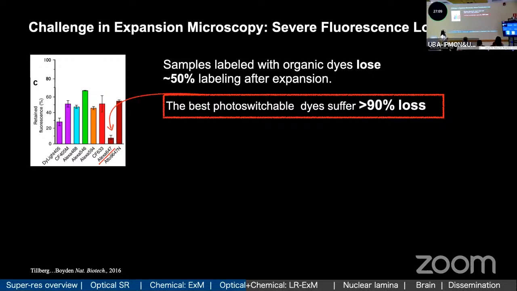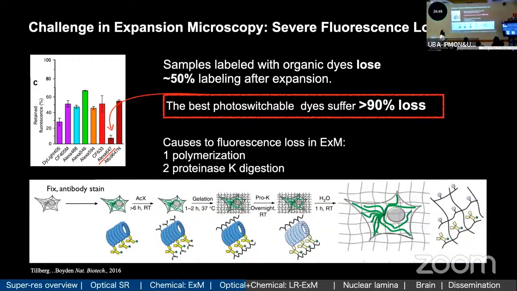About 50% of the labeling organic dye will be lost after expansion. And the worst news is the best photo-switchable dye suffers more than 90% of fluorescence loss after the 4-day procedure. So that's definitely not what we want to see. So we started to understand which steps cause the problem and how we should address these problems.